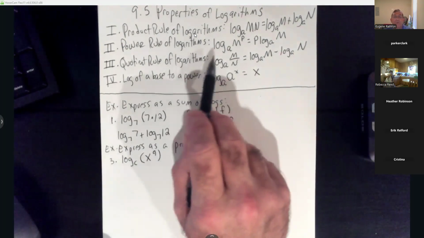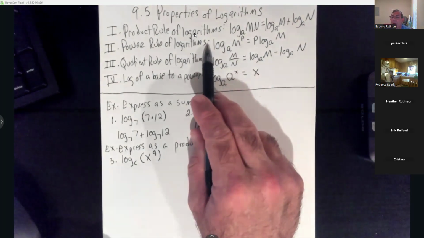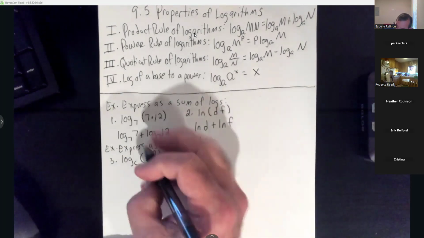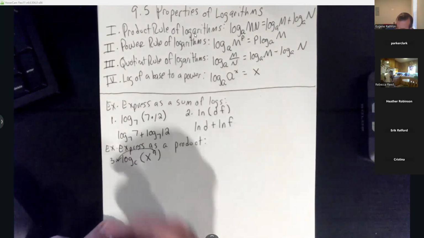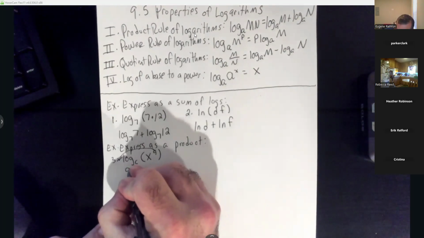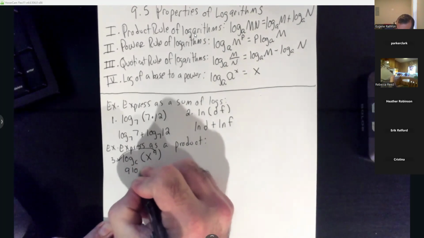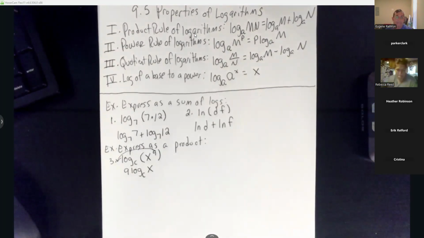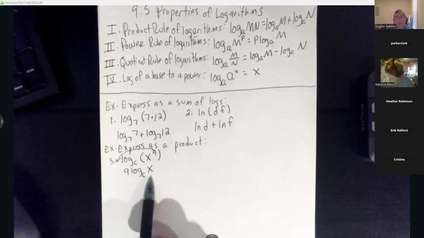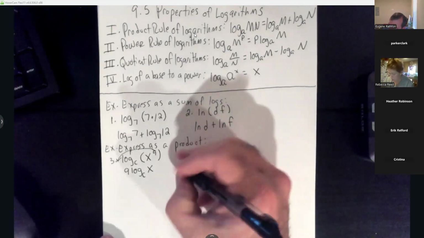All right, so the power rule says I bring the exponent down to the front and rewrite it as a product. So we're going to take the 9, bring it down to the front so that we get 9 times the log base c of x. All right, we've now written it as a product, and we move on to number 4.